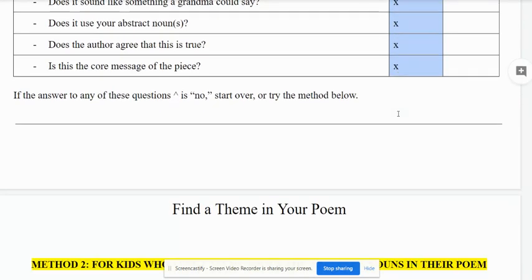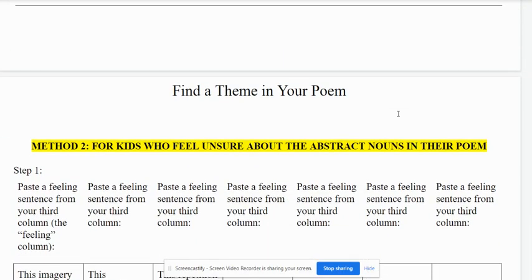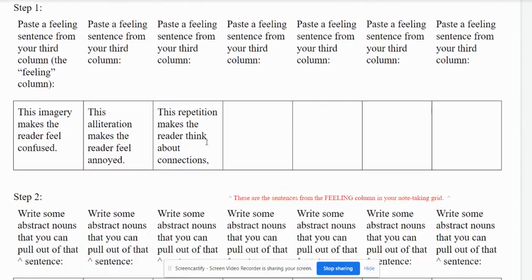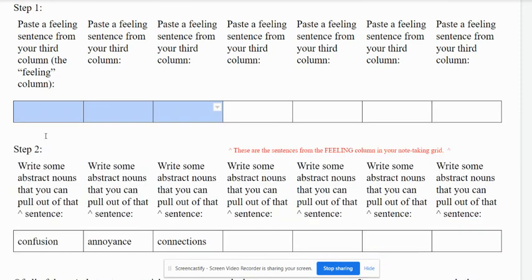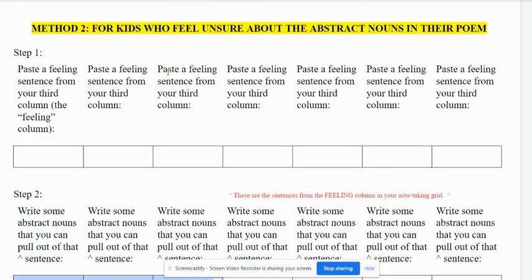All right, so let's say I don't have an abstract noun at all. I'm going to delete these because they are in there from the last time I used this as an example. Let's say I don't have an abstract noun. I'm going to use this section. Step 1 says paste a feeling sentence from your third column, also known as the feeling column. Remember we talked about feeling sentences, feeling column? You're going to go over to your note-taking grid, get a feeling sentence and paste it here.